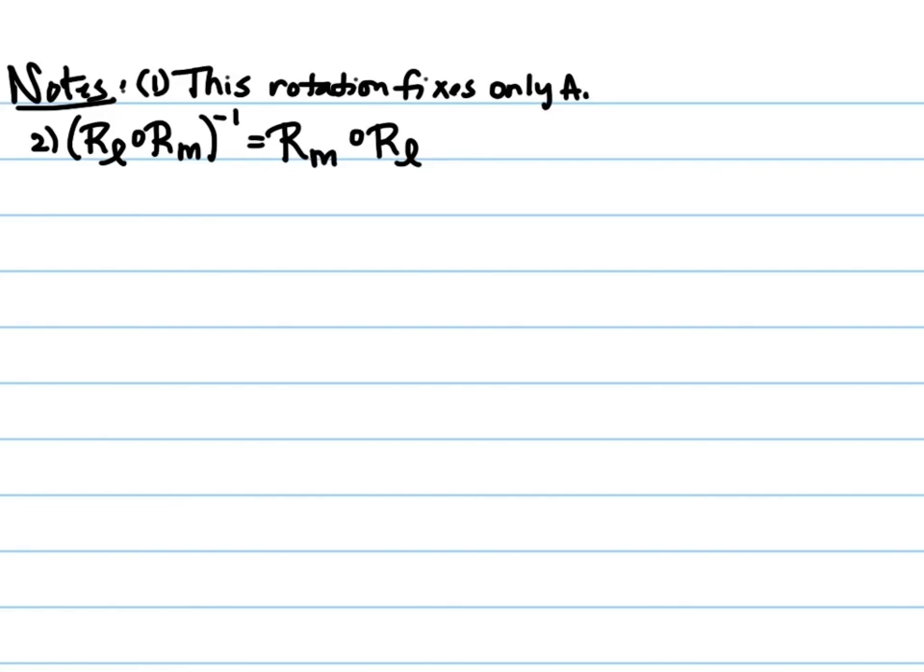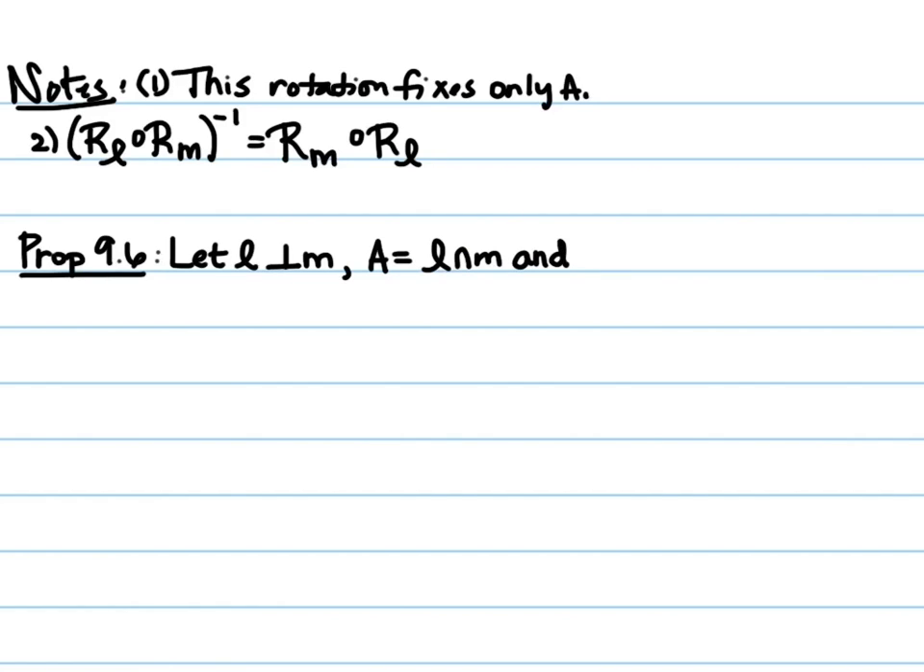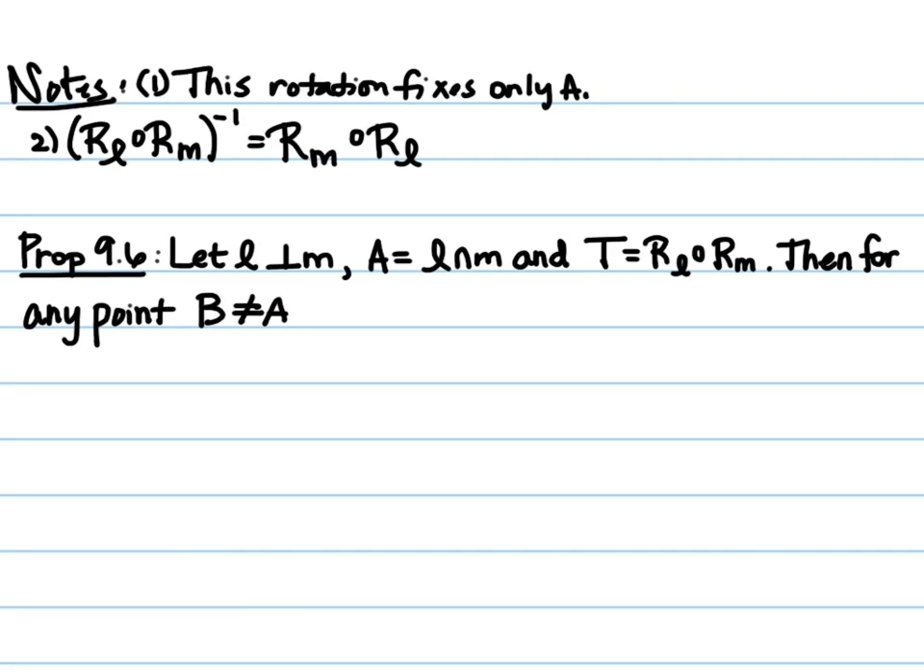I'm going to write that down. All right, proposition 9.6. Let L be perpendicular to M. A is the intersection point of L and M. And the transformation is the reflection of L composed with the reflection of M. Then for any point B not equal to A, A is the midpoint of B and B prime.